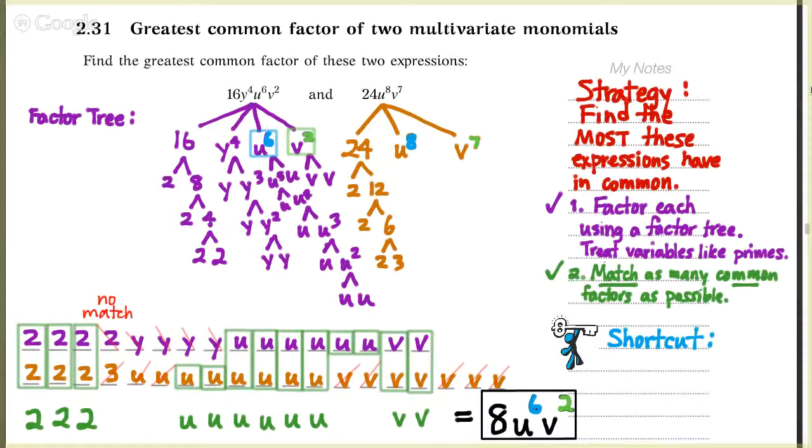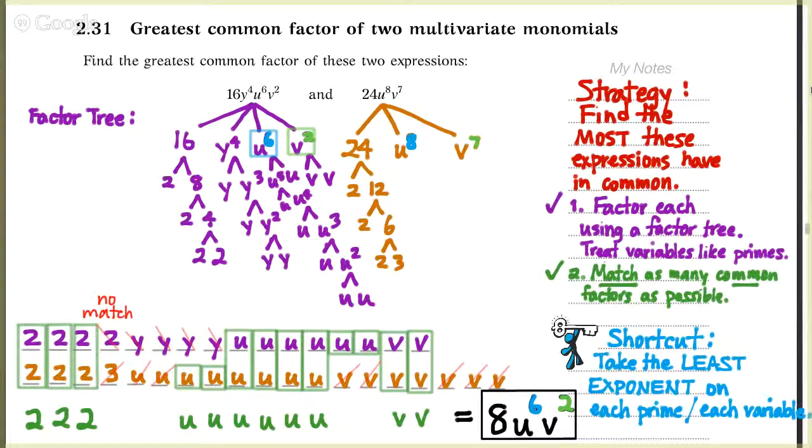Likewise, v squared versus v to the 7th from the first expression and the second expression. We chose the factor that had fewer powers of v. After all, we're trying to match them up. And that expression which has fewer powers of a given variable or a given prime is going to be the one that limits how many we get in the greatest common factor. So what's the shortcut? The shortcut is to take the least exponent on every prime factor or every variable factor.